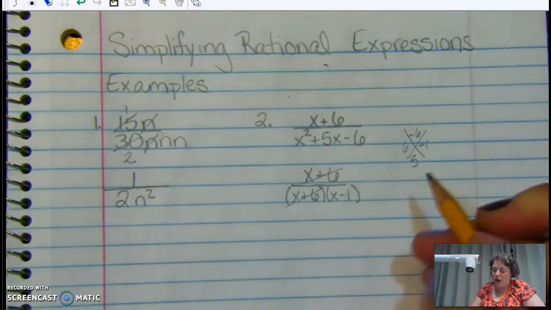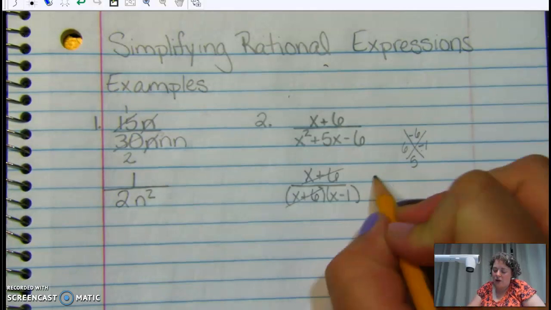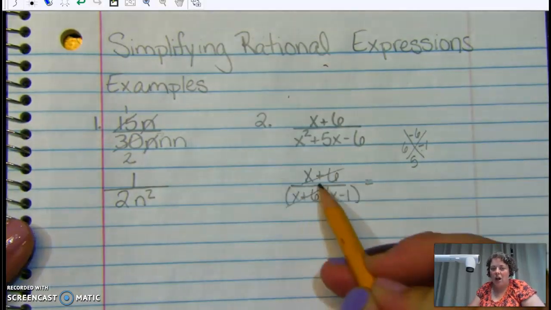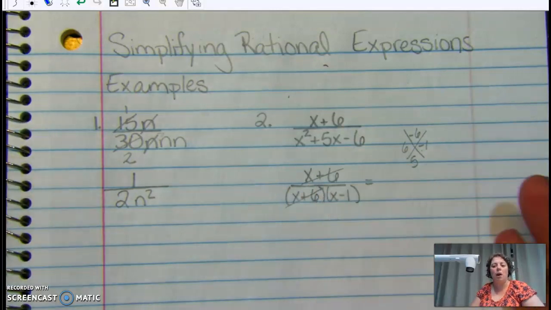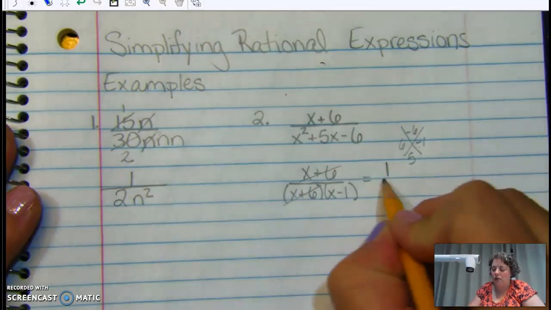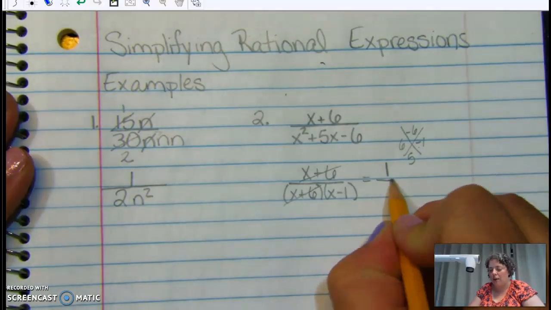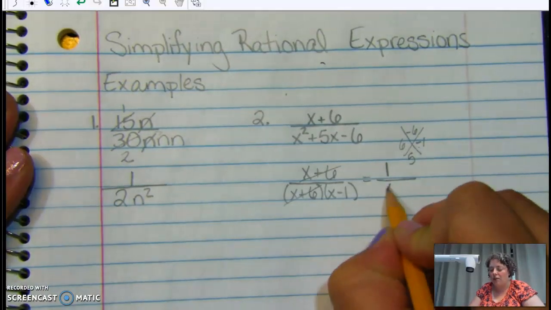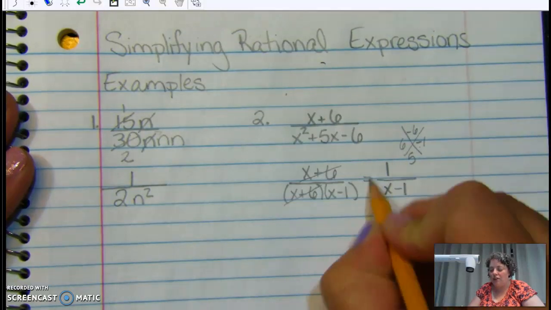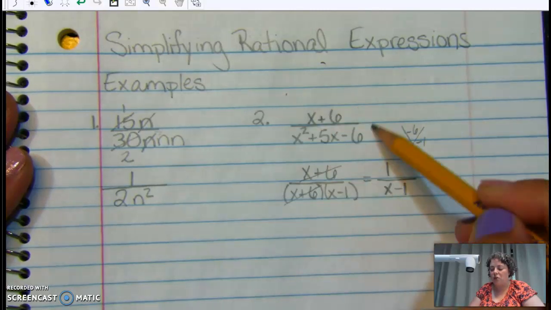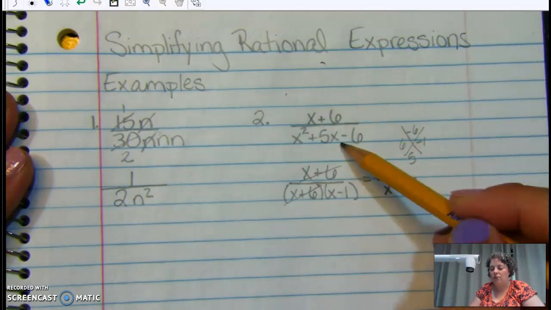So in this case, when I go to write my answer, this is kind of what I was saying over here in terms of, wait a minute, there's nothing left on top. Well, if there's nothing left, it's a 1. Because when you divided it out, you got 1. Okay. All right, and then on the bottom, you're left with x minus 1. This is the simplified form of this rational expression.